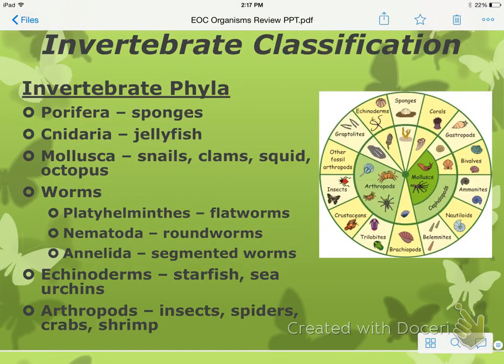So invertebrate classification, we have major invertebrate phyla. I would pause this here and go through everything. So porifera are the sponges, cnidaria are the jellyfish, mollusca, snails, clams, squid, octopus. Worms, there's three different types. We have platyhelminthes, which are flatworms, nematodes or roundworms, and annelida, which are segmented worms. There's also echinoderms, starfish, sea urchins, anything that's like star-shaped. And then arthropods are your insects, spiders, crabs, shrimp, all of those crusty crustaceans that you would see.